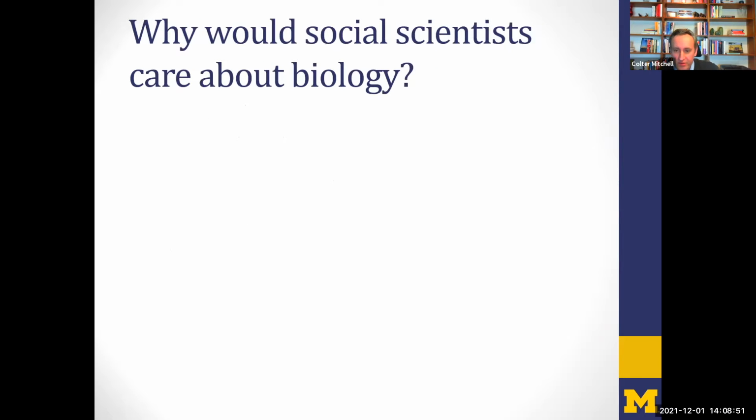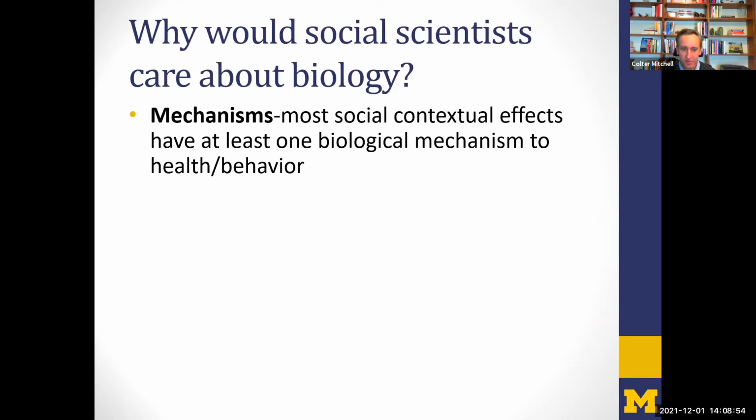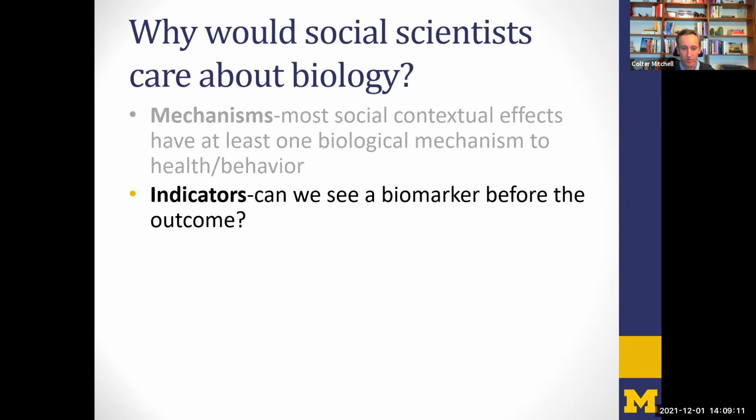So why would social scientists care about biology? A lot of times we talk about it in terms of mechanisms. Genetics doesn't really fit in totally here because genes are constant across our lifetime. But it still could help tease out some mechanisms, and we'll talk a little bit more about that later on. But that's often one reason that people are interested in biology more broadly. Or indicators, can we have some sort of predictor of a future outcome long before we actually see that outcome? I mean, that's kind of a dream of having some biological indicators. Genetics could be considered some of those.